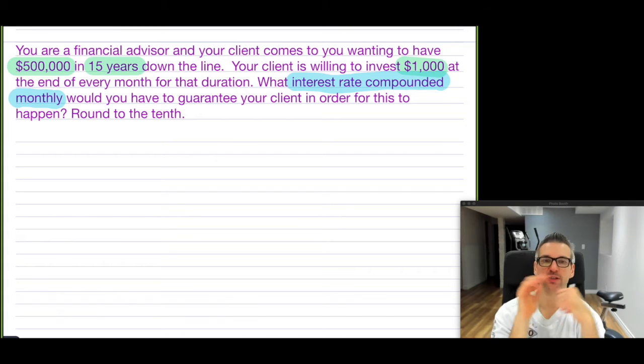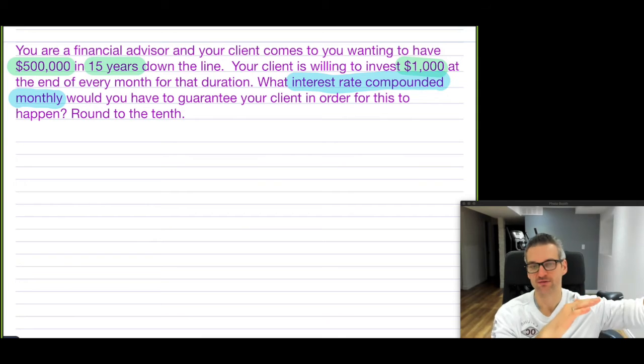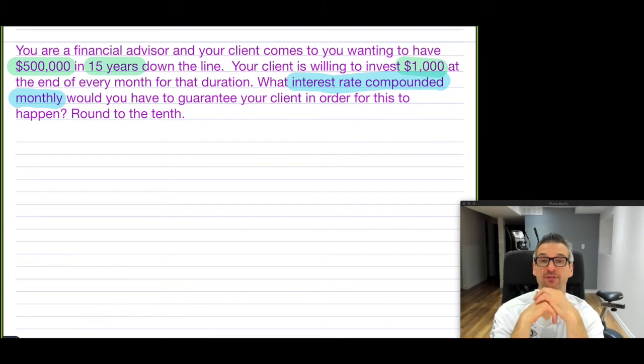Your client is willing to basically put away $1,000 each month, all right, until that 15 years is up. And they're saying, I want to have $500,000. And your goal is now, can I kind of guarantee? I mean, technically, in investing, you know that you can't really fully guarantee something. You might be around the ballpark figure, but there's always risk.